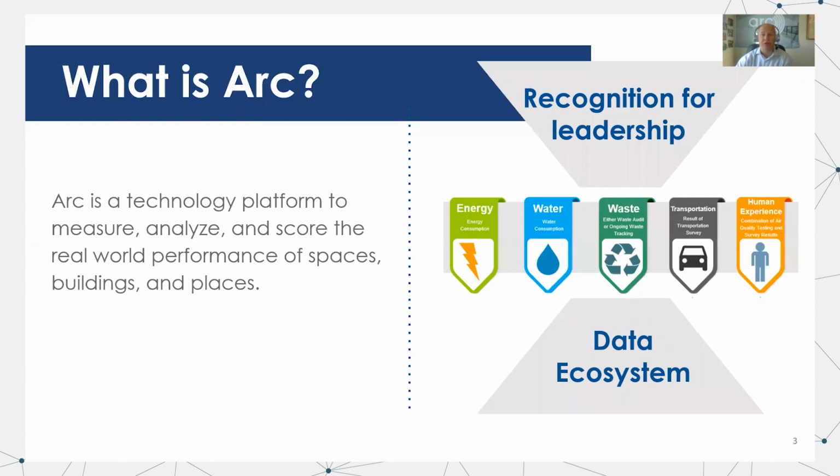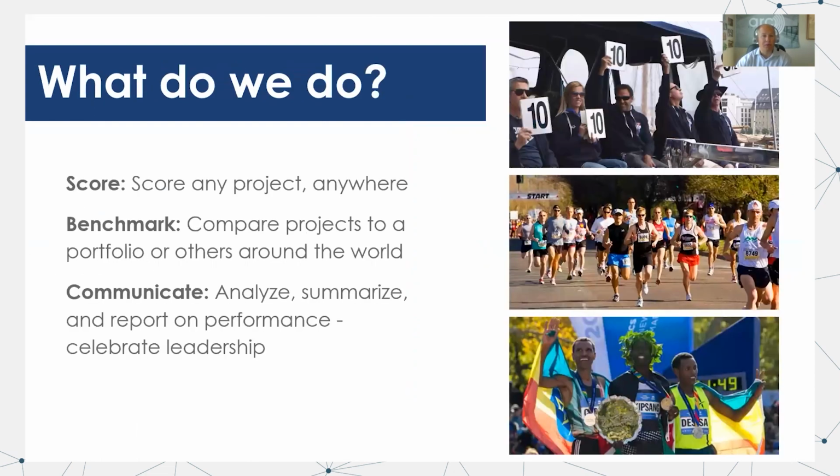ARC is a technology platform which measures the real-world performance of your building or space. It picks up where LEED has traditionally left off. LEED has historically focused on the design and construction of your space, but ARC comes in once your building goes operational. It's intended to answer the question of whether your space is still performing like it was designed to, even if it's years later. We take your data, we run it through a LEED filter for energy, water, waste, transportation, and human experience, and we provide a performance score.